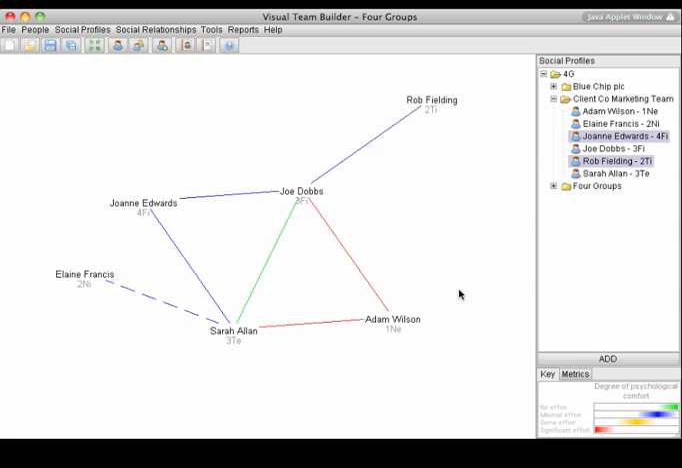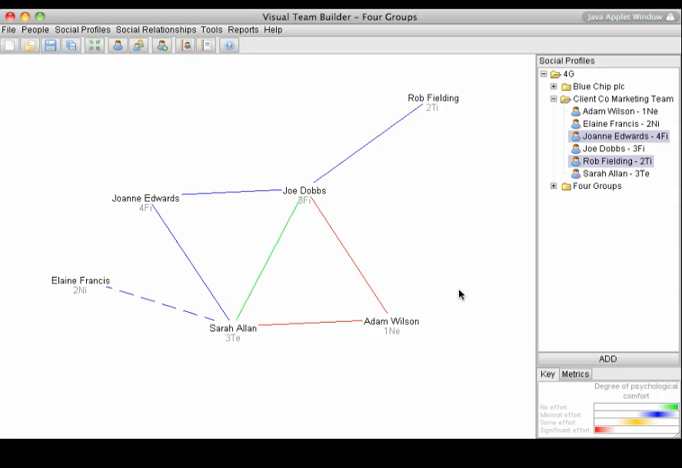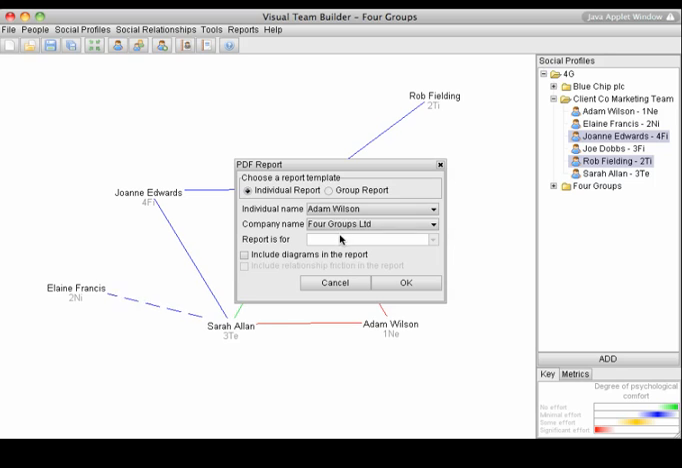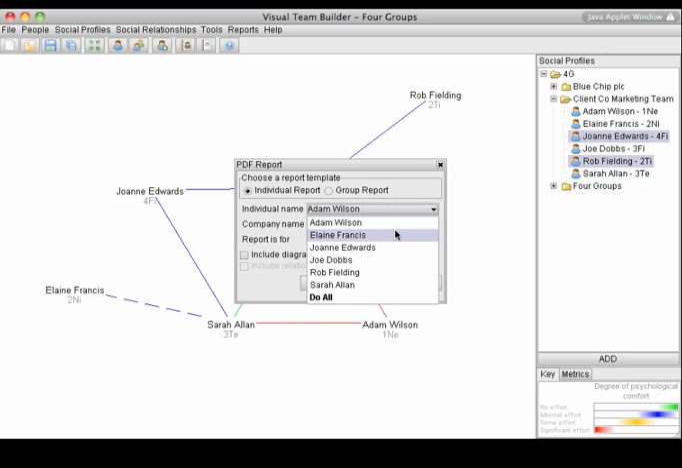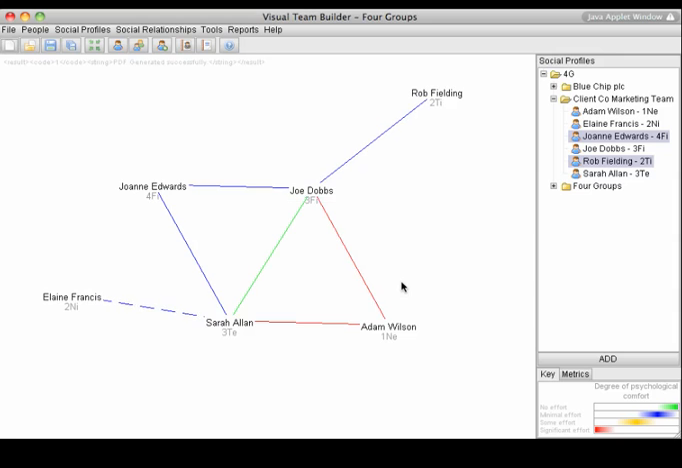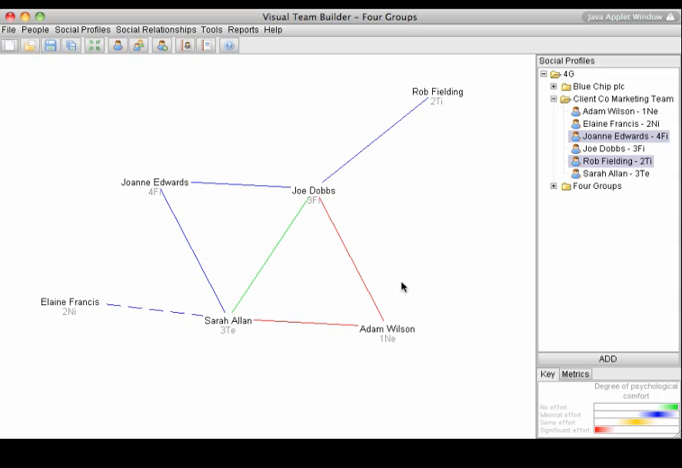So, what are the practical steps we can take to improve things? Firstly, we can provide Adam, Sarah and Joe with detailed information on their shared relationships. The easiest way to do this is by generating reports for each person. This is done by selecting the Reports option in the menu. The reports provide each person with information on their own relationships and the steps that they can take to improve them. One of the benefits of having this information is that it helps depersonalise any tension that may exist between individuals by explaining why certain things are happening and how best to avoid misunderstanding or the situations likely to lead to confrontation.